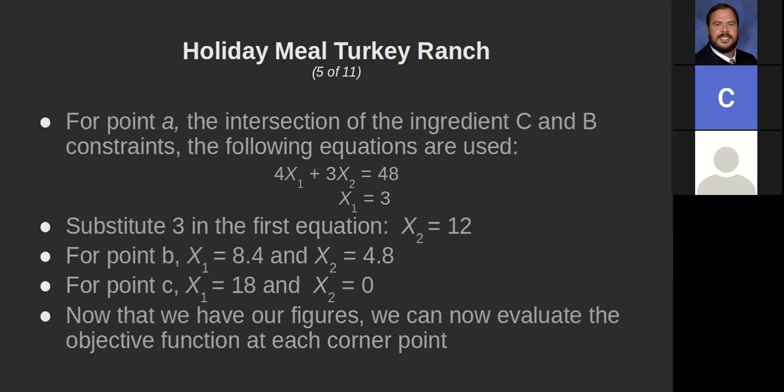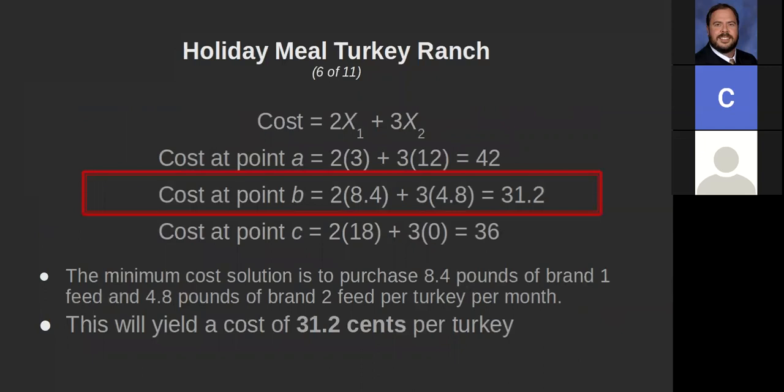Now that we have our figures, we can evaluate the objective function at each corner point. The minimum cost solution is to purchase 8.4 pounds of brand 1 feed and 4.8 pounds of brand 2 feed per turkey per month. This yields a cost of 31.2 cents per turkey.